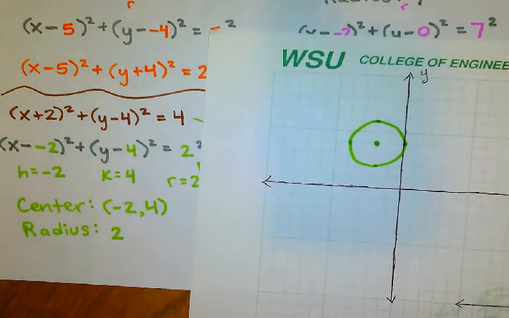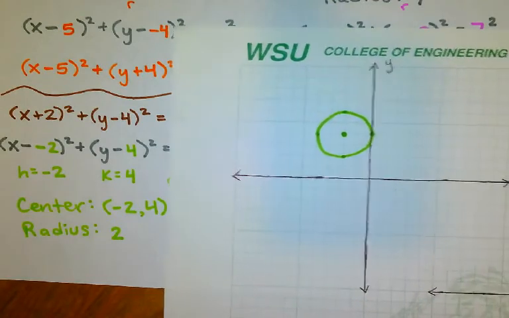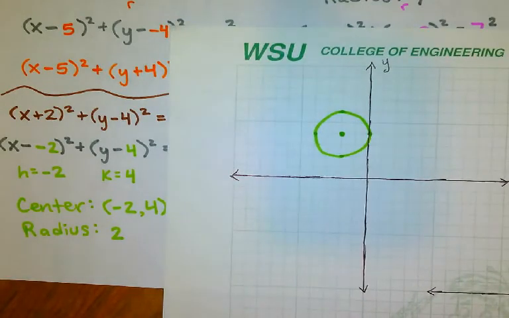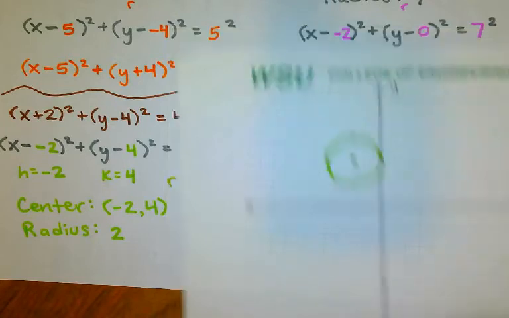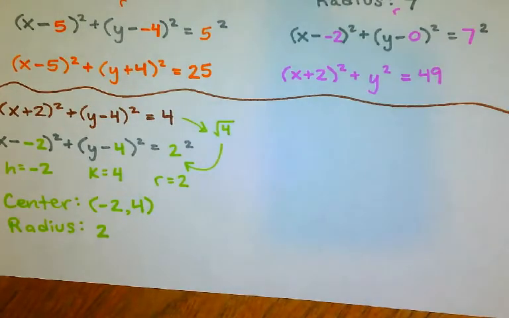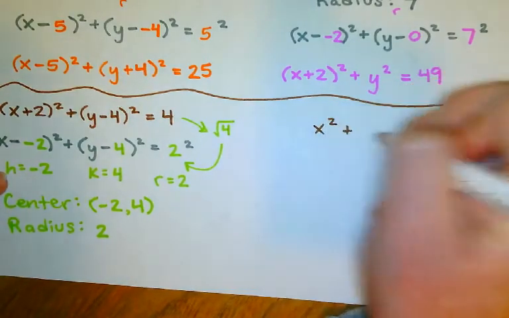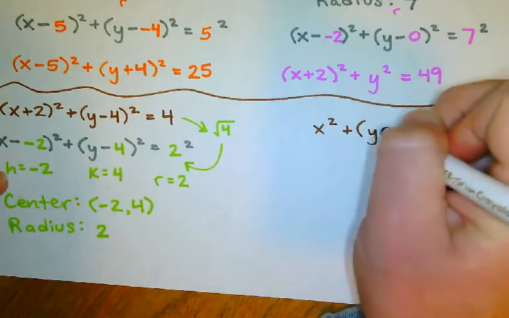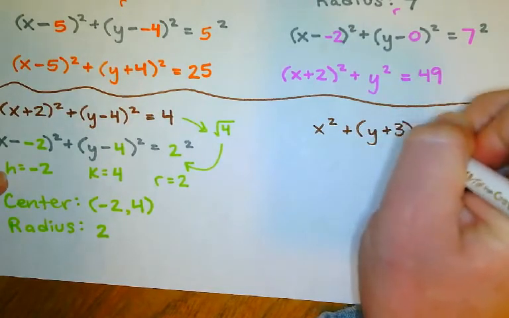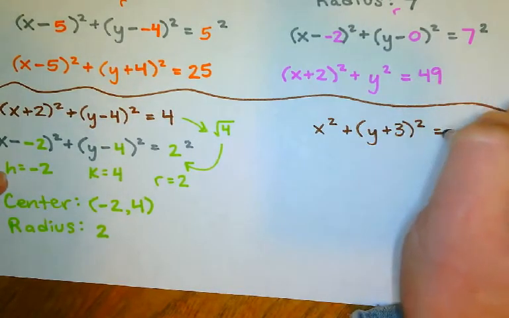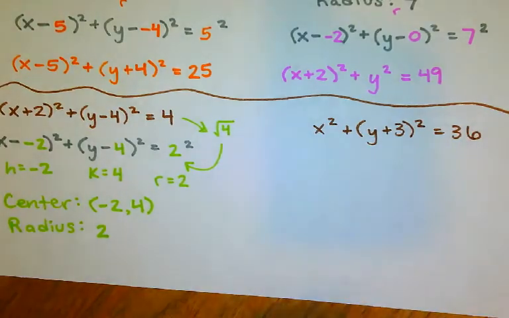And we've graphed our circle. Alright? So let's do one other example like that. Let's say we have an equation that is x squared plus (y plus 3) squared equals 36.